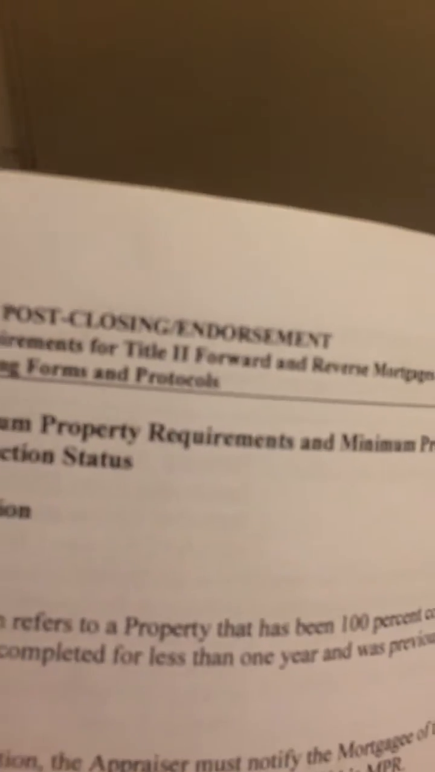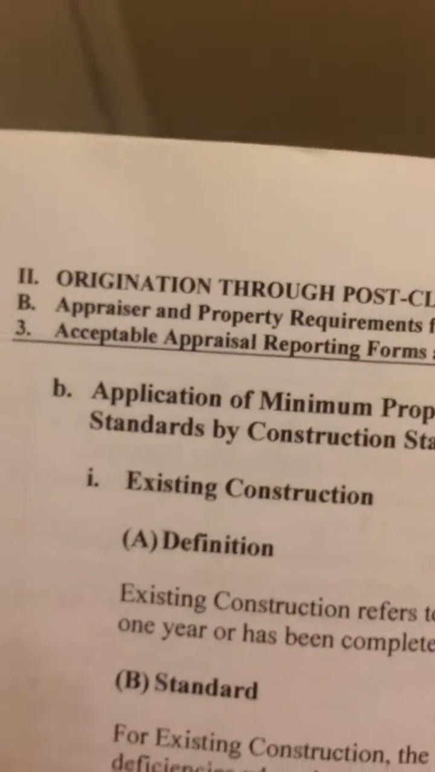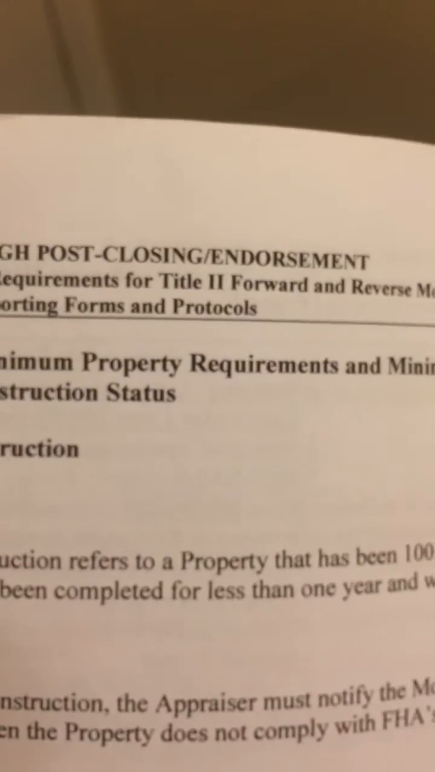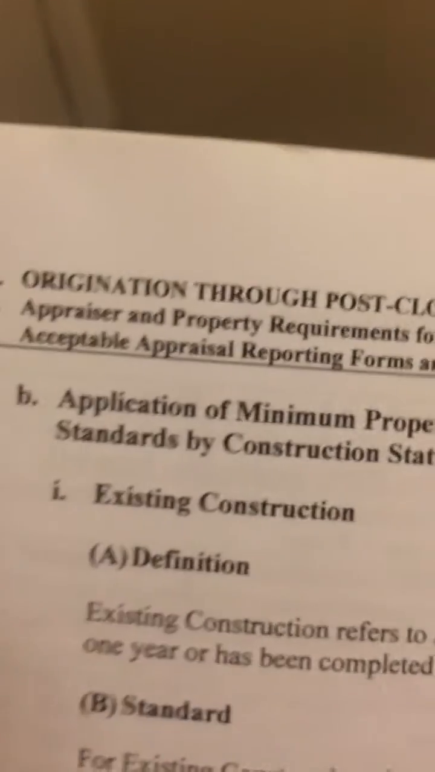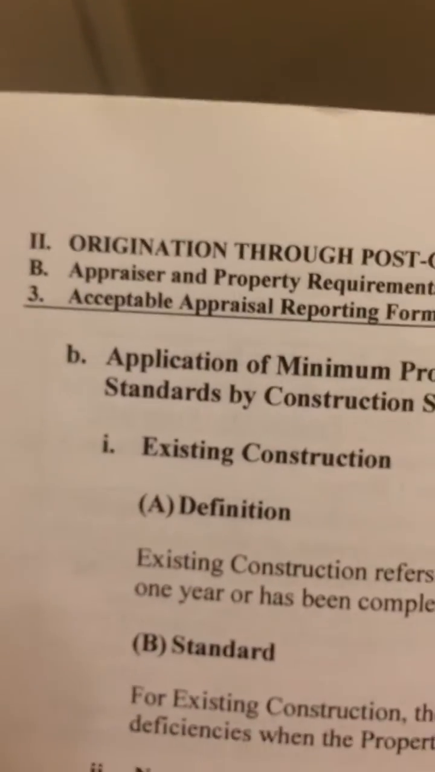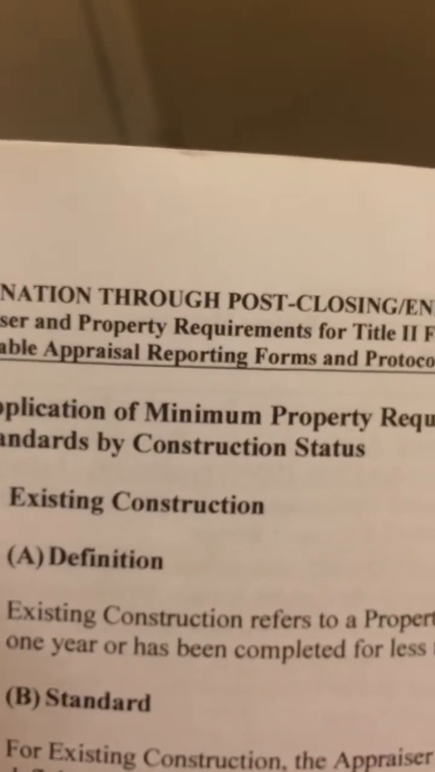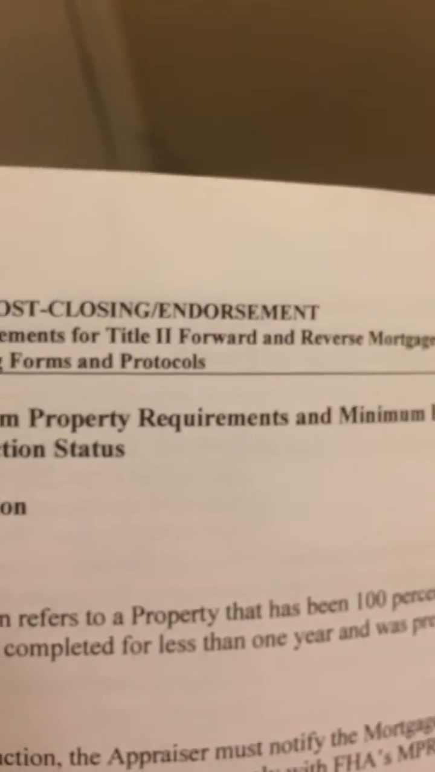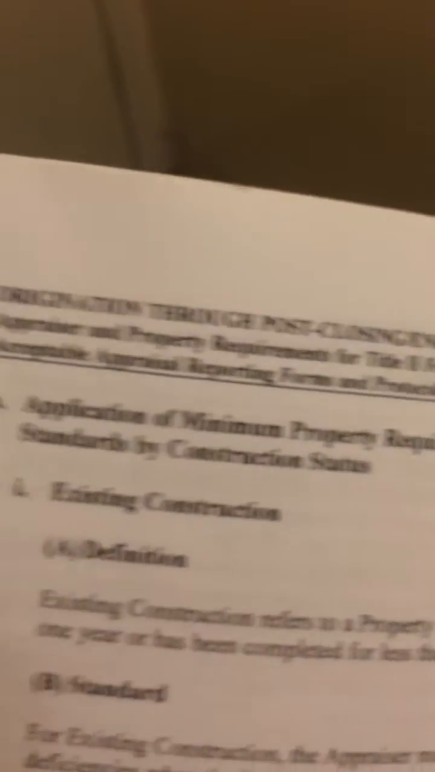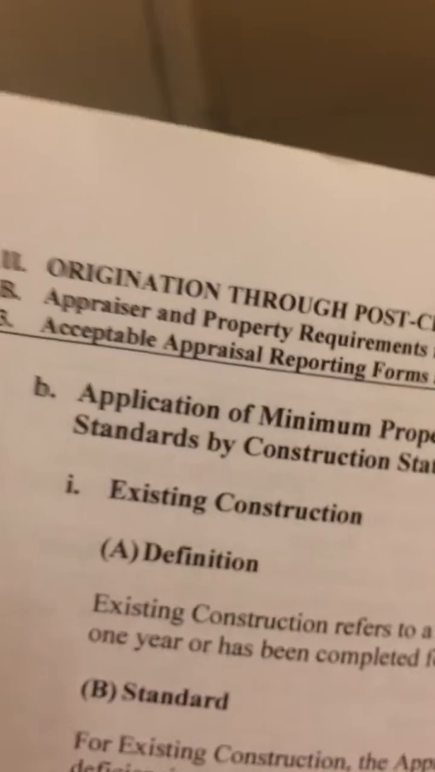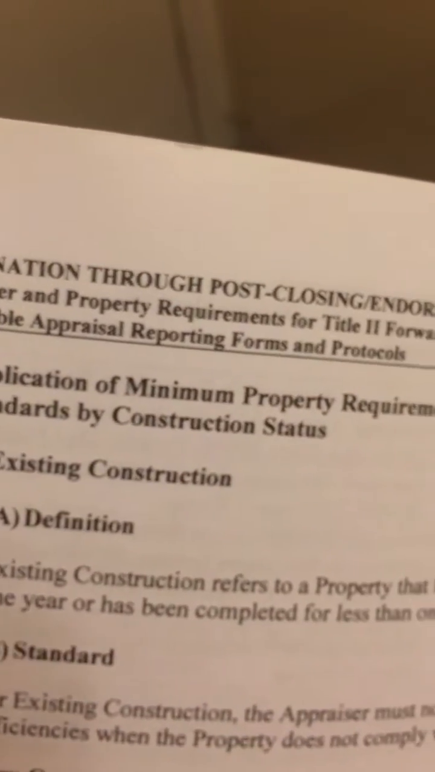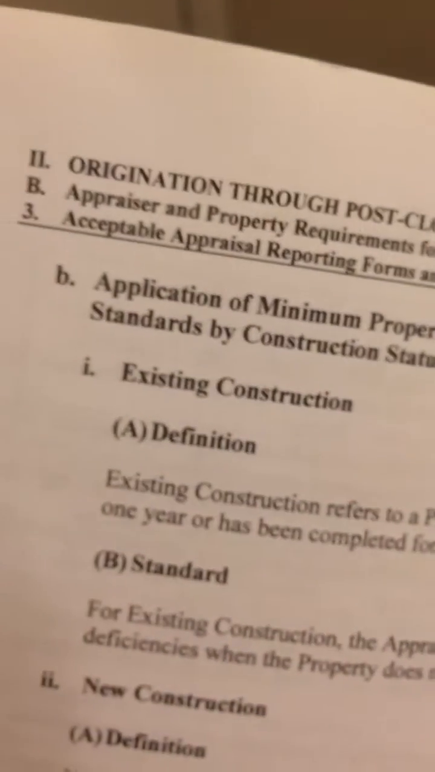FHA SFR Appraising Handbook 4000.1, page 16. 2. Origination through post-closing/endorsement. B. Appraiser and property requirements for Title II forward and reverse mortgages. 3. Acceptable appraisal reporting forms and protocols.